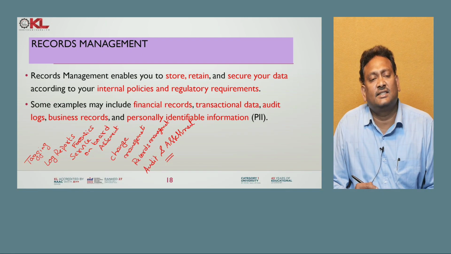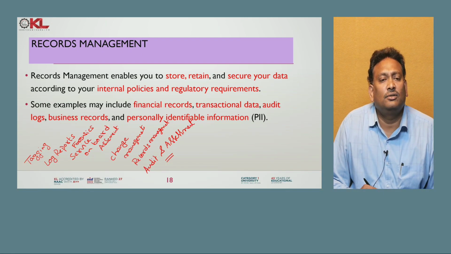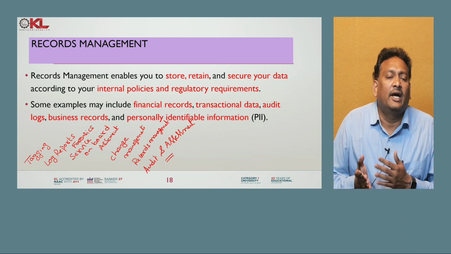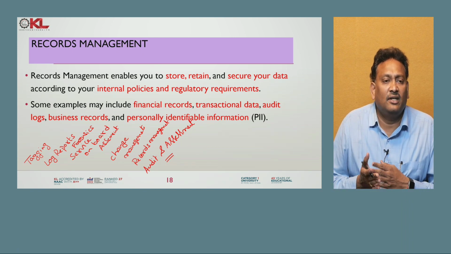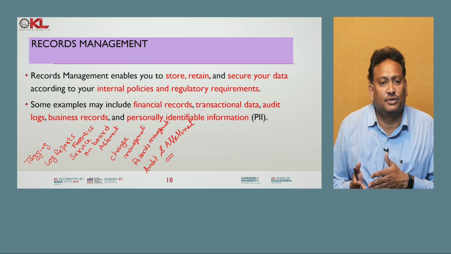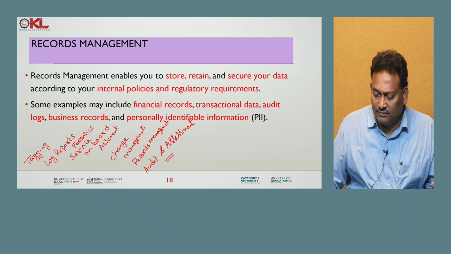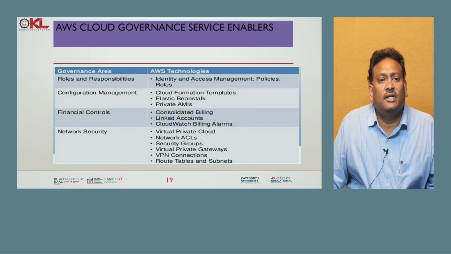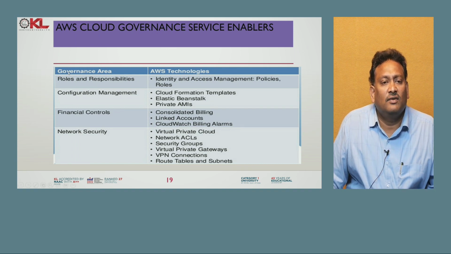So if you want to access cloud resources, or deploy your application in the cloud, we have to follow some rules, regulations and policies. We can define all rules, regulations and policies by using these governance and compliance reports. AWS Cloud Governance Services Enablers. Here we have a governance area and we have technologies which are used for governance.